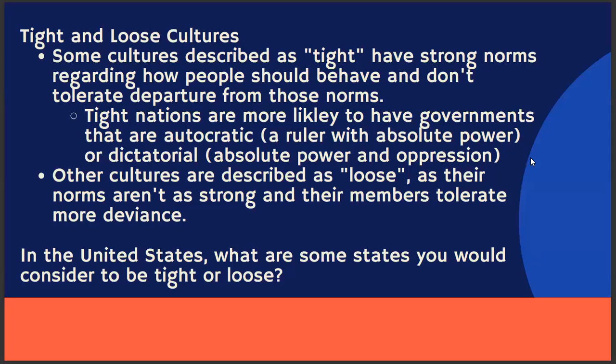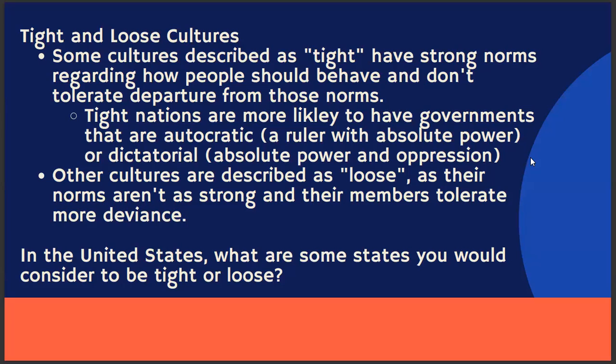Okay, so we're going to break down culture a little bit, and we're going to talk about the difference between a tight and loose culture. Some cultures described as tight have strong norms regarding how people should behave and don't tolerate departure from these norms. Tight nations are more likely to have governments that are autocratic. This is a ruler with absolute power, dictatorial, absolute power and oppression. Other cultures are described as loose, as their norms aren't as strong and their members tolerate more deviance.